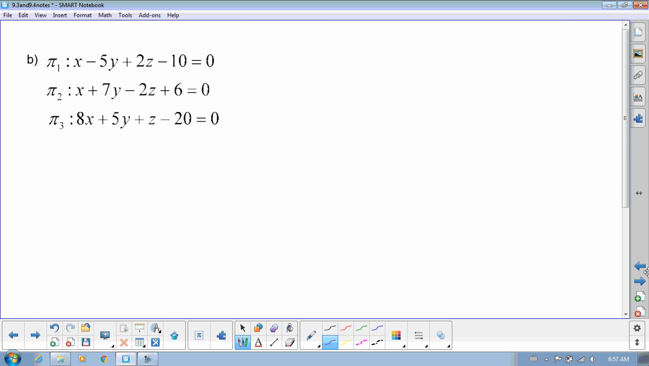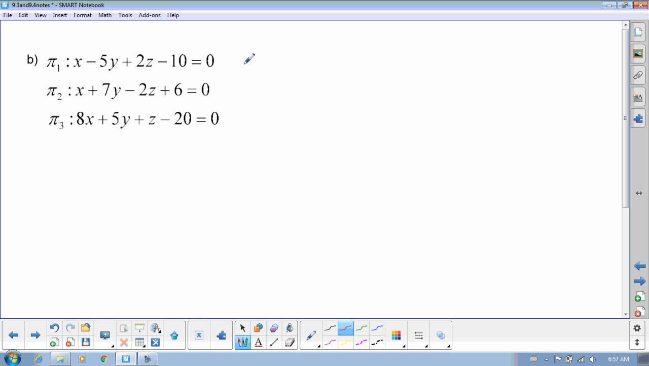All right, so next scenario here. So we have 1, negative 5, 2, 1, 7, negative 2, 8, 5, 1. All right, so in this situation, the normals are not multiples. So that means I might have a line or a point. So let's go ahead and start our process.